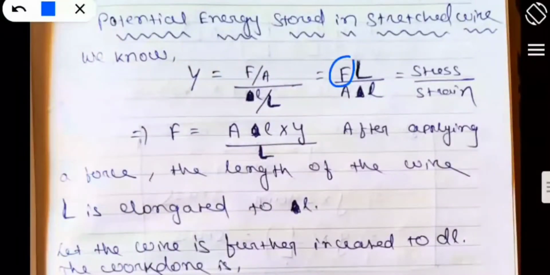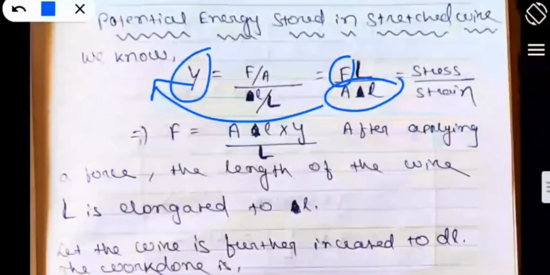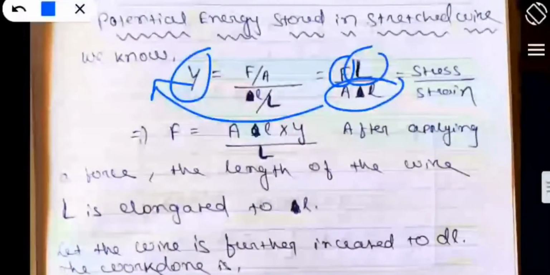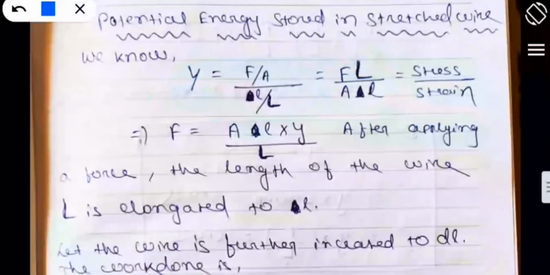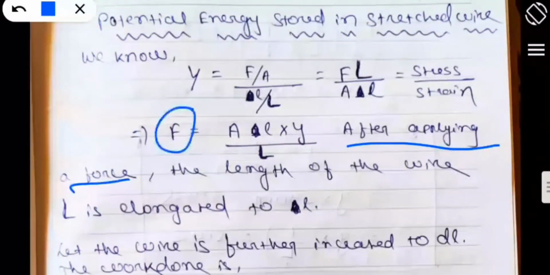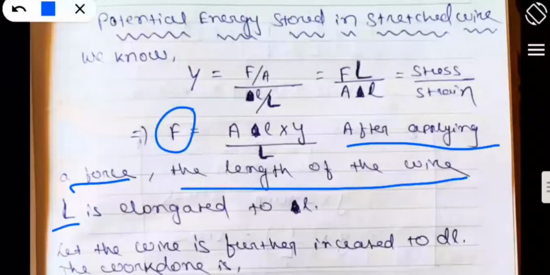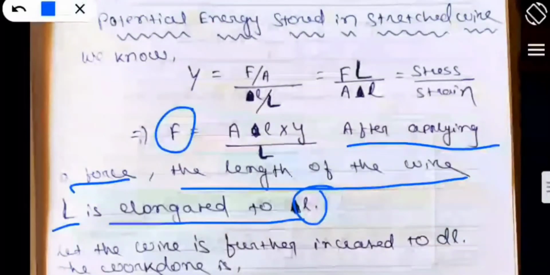The force that I have applied is F. So F is equal to: A into l goes to this side and is multiplied with Y, and capital L will divide. Capital L is the original length. So F equals A into l into Y, whole divided by L. What is this indicating? After applying a force F, the length of the wire, capital L, is elongated to small l.